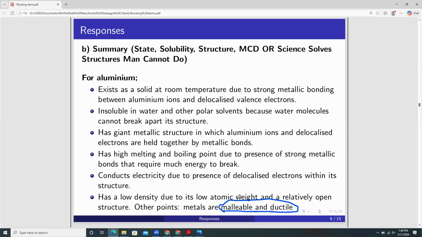That's why you will find iron. Iron is used to make iron sheets, sheets of iron. But still that iron is used to make iron nails. So malleability, you are looking at the ability of hammering a metal so that it can be formed into thin sheets.